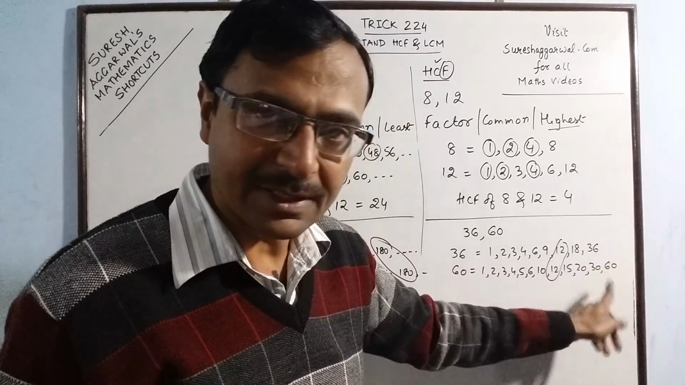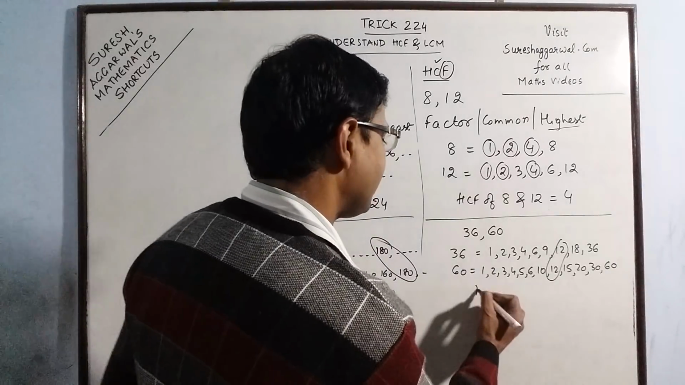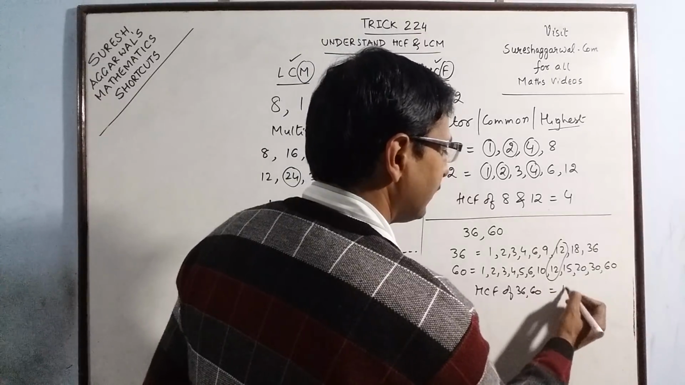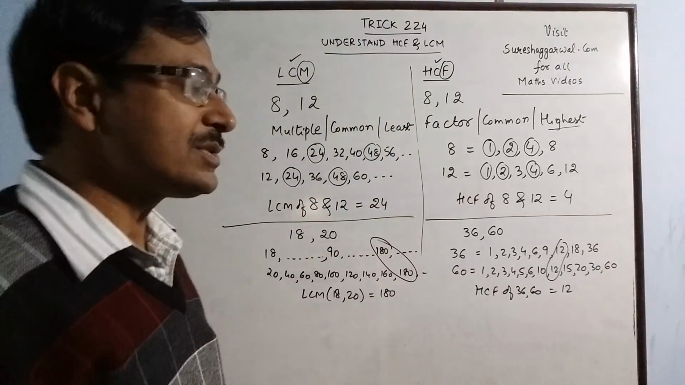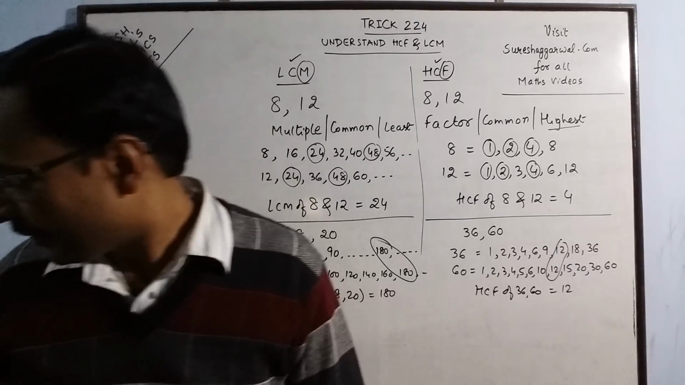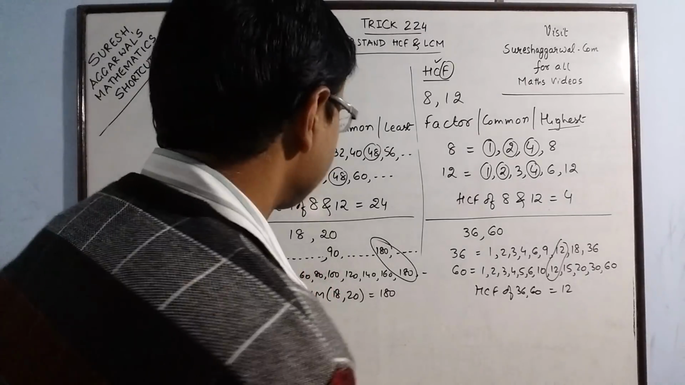Say 15, 18, 20, 30, 36, 60. There nothing is common here. So HCF is 12. Likewise, you can take some more examples yourself and try and find the LCM of some more numbers.